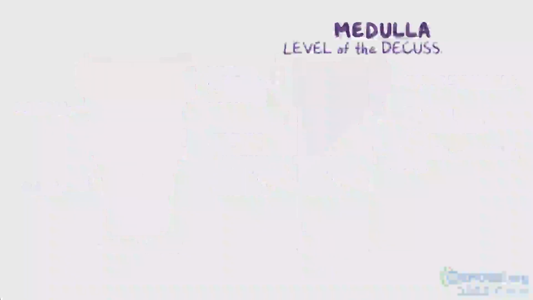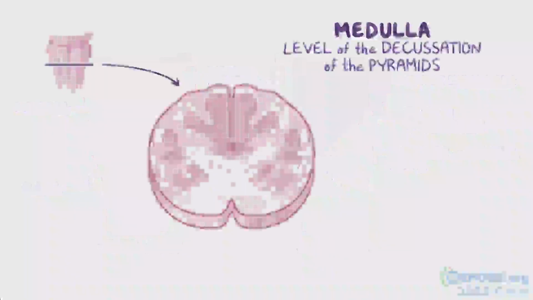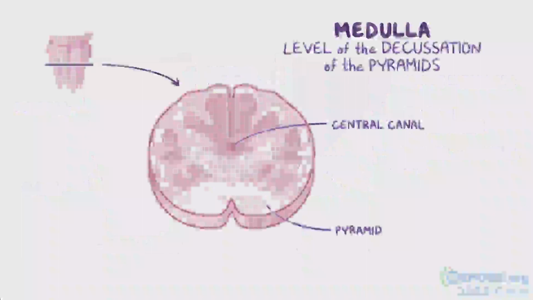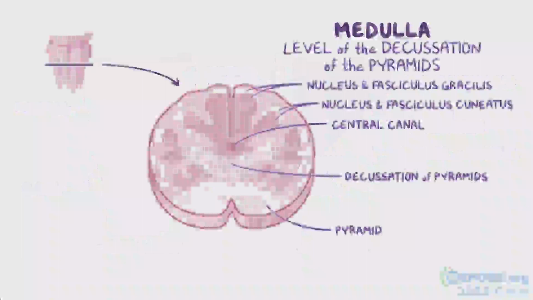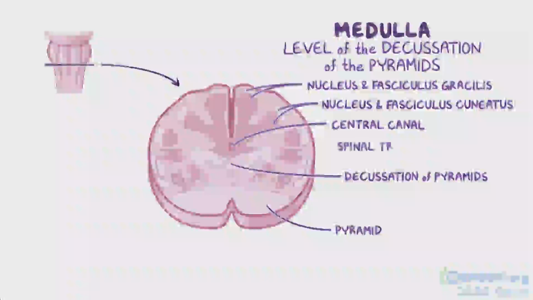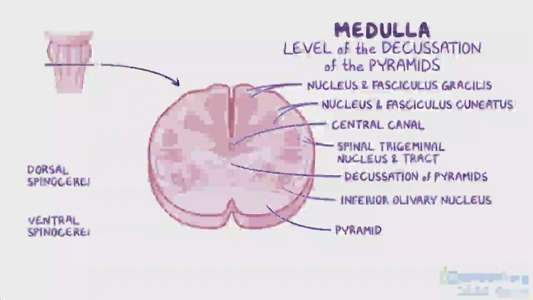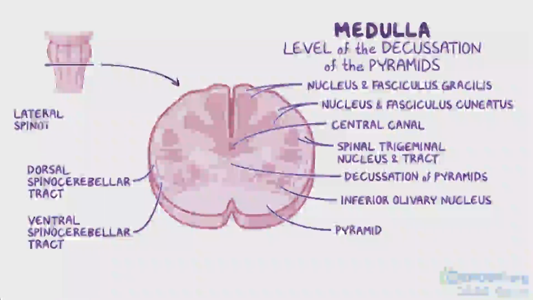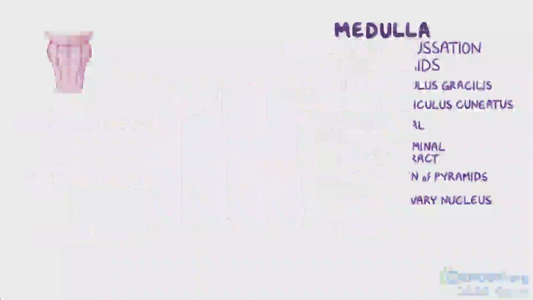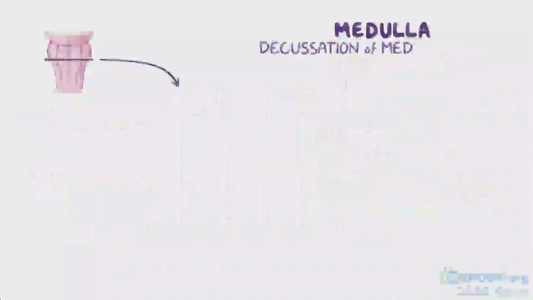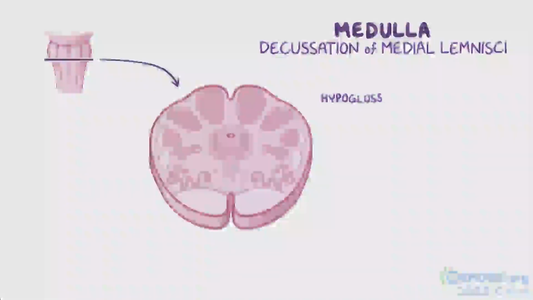At the level of the decussation of the pyramids, we can find the central canal, pyramids, decussation of the pyramids, nuclei, and fasciculi gracilis and cuneatus, spinal tracts and spinal nuclei of trigeminal, inferior olivary nuclei, ventral and dorsal spinocerebellar tracts, and the lateral spinothalamic tracts. At the level of the decussation of the medial lemnisci, there are the hypoglossal nuclei.